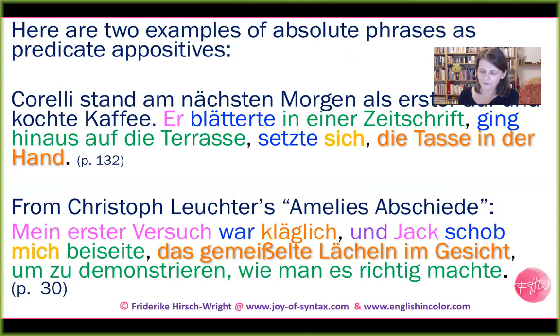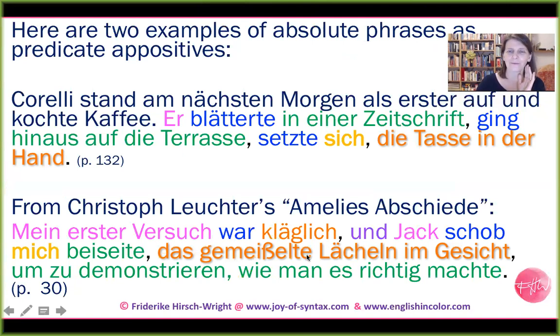And here is an example from the other novel by Christoph Leuchter. Mein erster Versuch war kläglich, und Jack schob mich beiseite, das gemeißelte Lächeln im Gesicht, zu demonstrieren, wie man es richtig machte. And this is this absolute phrase with this certain kind of chiseled smile on his face. That's what it says if you do a verbatim translation, word-for-word translation. And here's an interesting thing. I translated that into English the way I would do it, and then you see that the distribution is a little bit different, and that's very interesting.